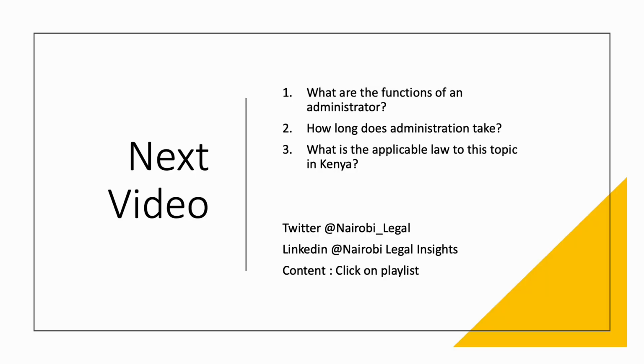In our next video, our focus is going to be on the functions of an administrator and also looking into how long administration takes. Remember, administration cannot go on forever. There's a defined period for that. And once that period lapses without the administrator achieving the objectives of administration, then of course the next stage the company can be moved to is to undergo the process of liquidation. Liquidation is the deathbed of the company. Here, we are not going to revive the company, but rather ensure that the company is no more.